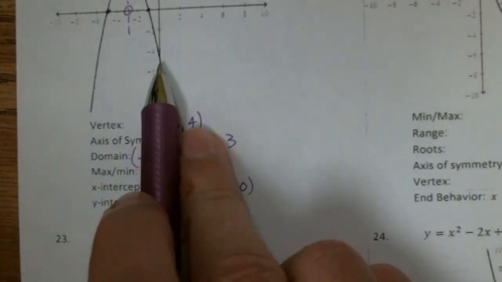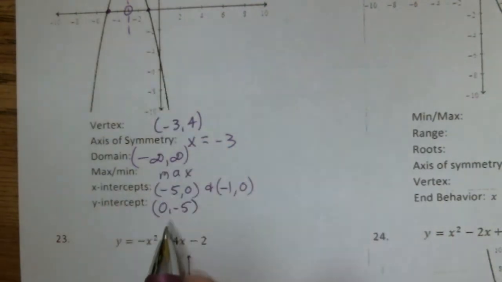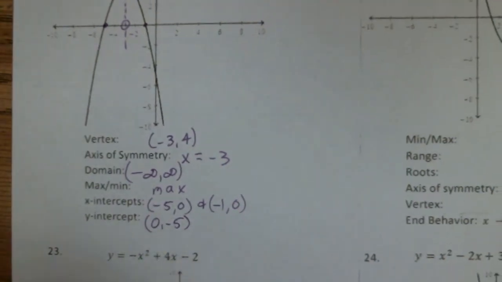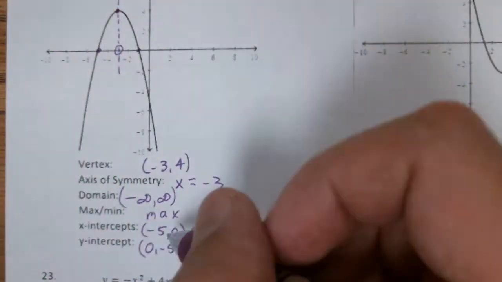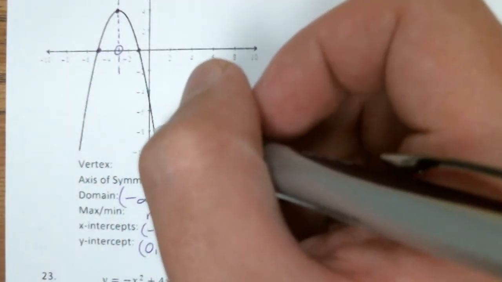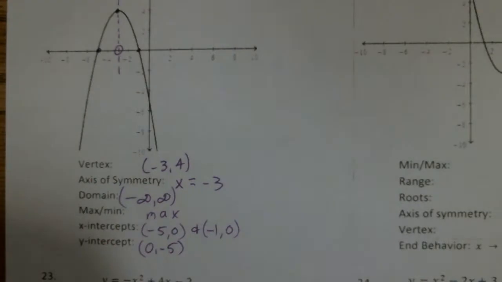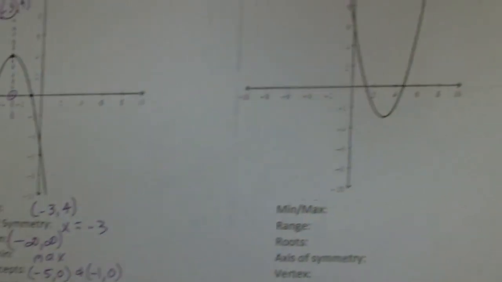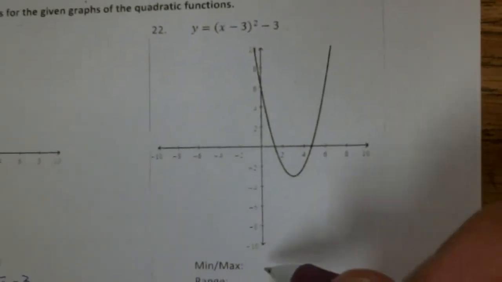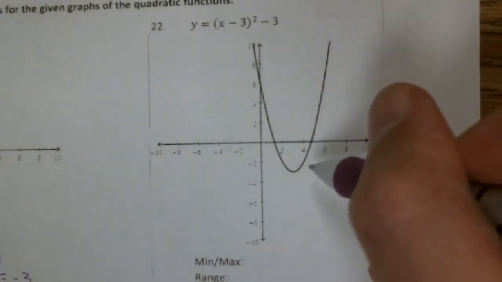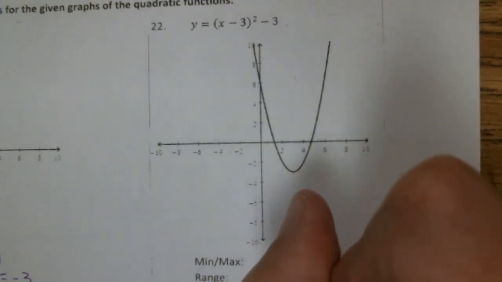Some of you guys might be able to look at that and just kind of eyeball it and say that, but you can use your table if the graph goes off the screen and you can't see the y-intercept. Hint, hint. Then you need to plug it into your calculator and find where x is 0 in the x column. Okay, next one here. Max or min. My roller coaster is coming down to a low point, so that's a minimum.